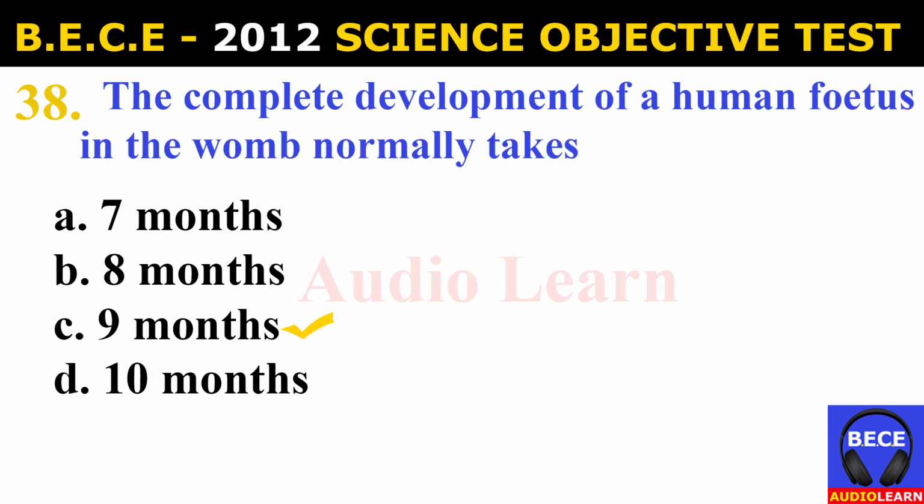Number 38. The complete development of a human fetus in the womb normally takes A. 7 months. B. 8 months. C. 9 months. D. 10 months. And the answer is C. 9 months. The complete development of a human fetus in the womb normally takes 9 months.